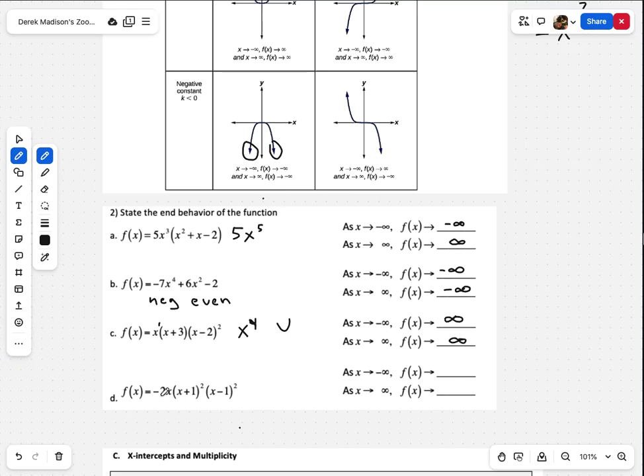And the last one we have negative. There's 1x there, there's 2 there, there's 2 there. So if I FOILed, I'd have negative 2x to the 5th. And so for that one, that is negative odd, which would be this one right here. So as x goes to negative infinity, these go to positive, and if x goes to positive infinity, the outputs go to negative infinity.